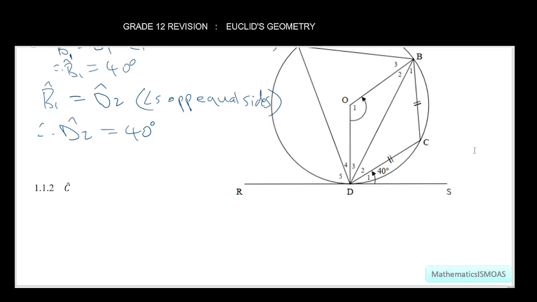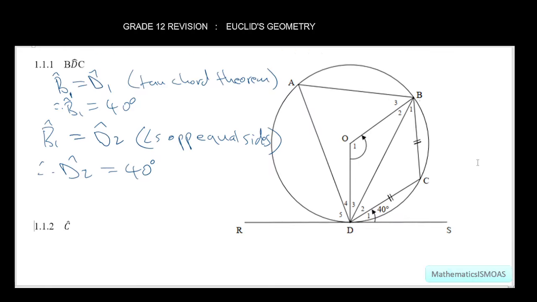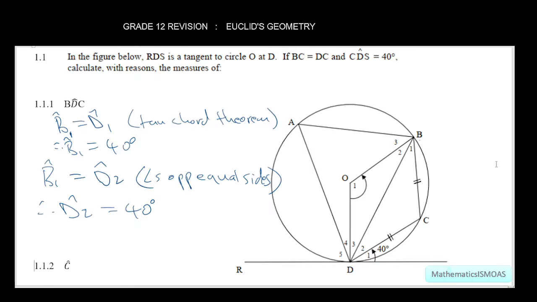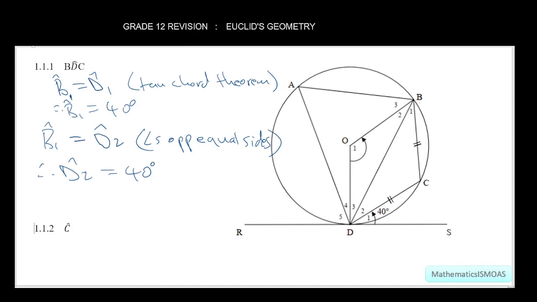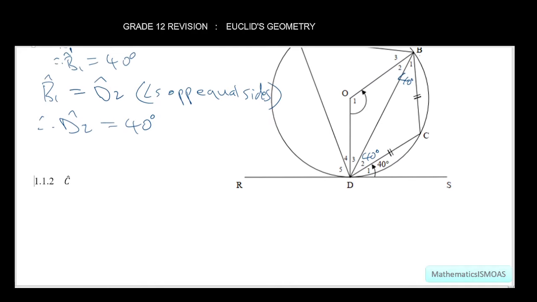All right, and then now question 1.1.2, the measure of angle C. Now we see that in triangle BCD, we know angle B1, we know angle D2, therefore it is possible for us to calculate angle what? Angle C. Because we already know here we are having angle B1 is 40 degrees, angle D2 is also what? 40 degrees.